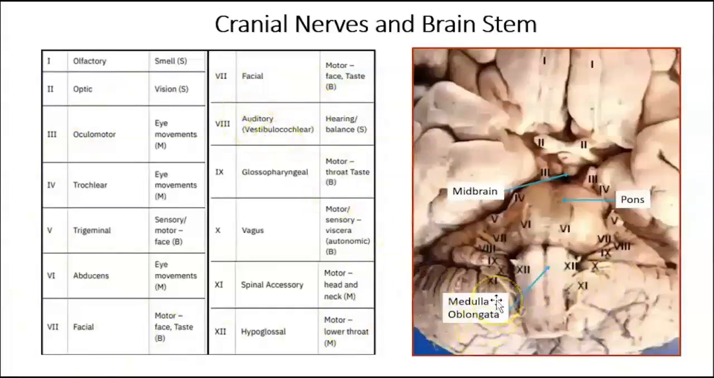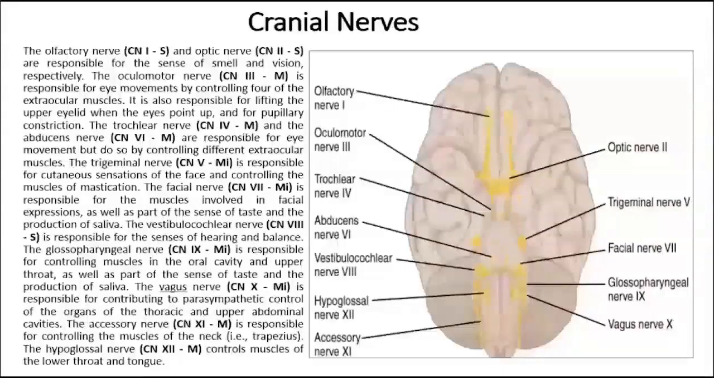The medulla oblongata, the nerves involved are 8, 9, 10, and 12. The pons, cranial nerves 5, 6, 7, and 8. And in the midbrain, you can see cranial nerves number 3 and number 4. So let's take a look at the cranial nerves.